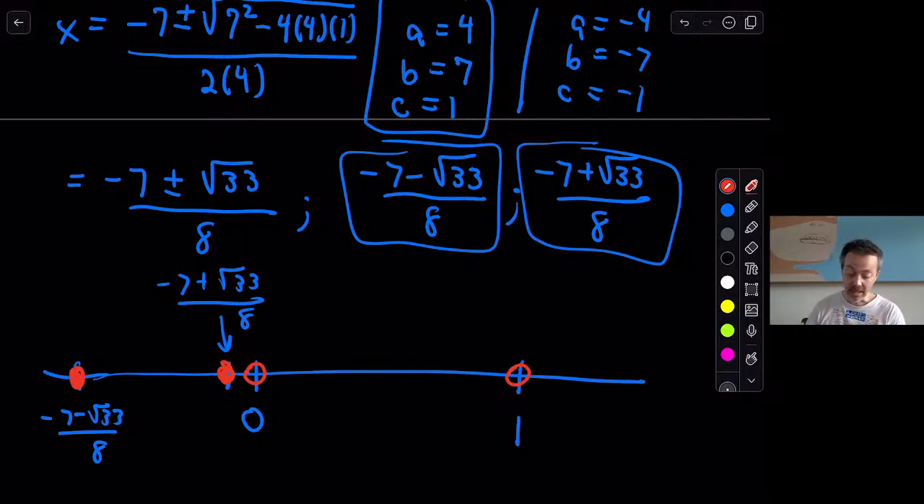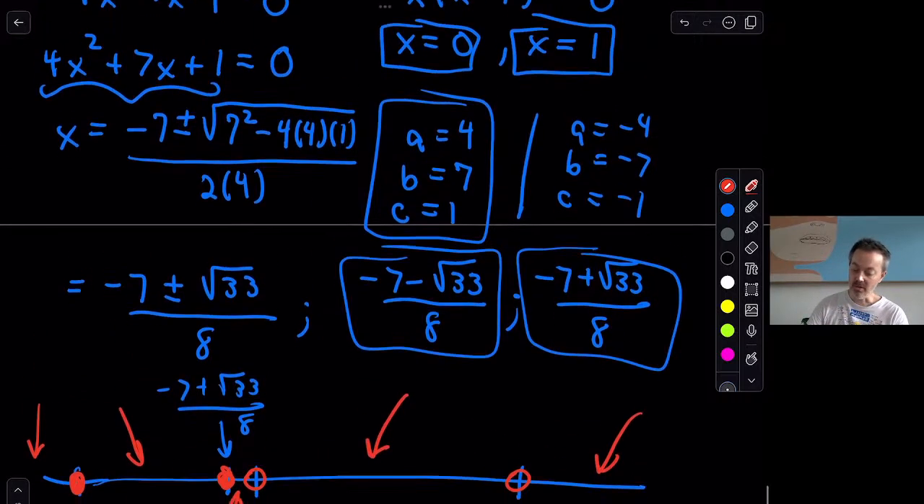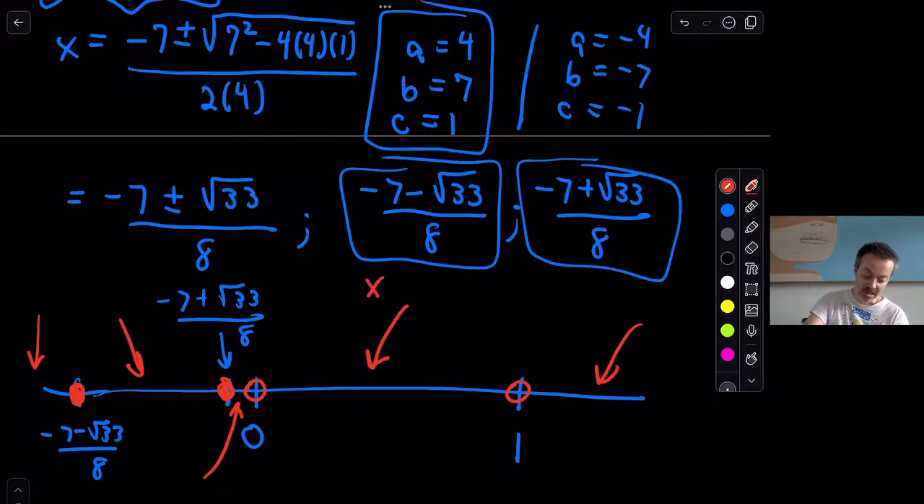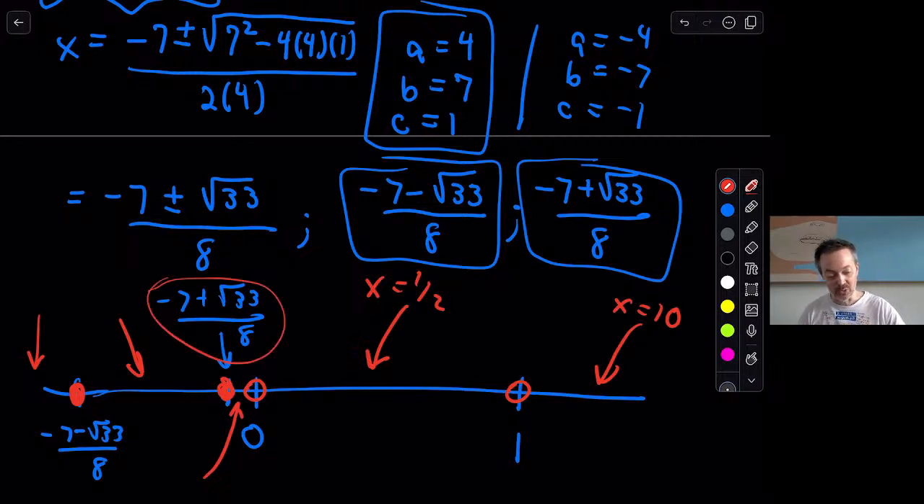Notice we've got 5 intervals now, right? 1, 2, 3, yeah. Because I found 4 points, you're always going to have one more. There's 1 interval, there's 2 intervals, there's 3 intervals, there's 4 intervals, there's 5 intervals. So again, you would have to take a test point. Maybe here you could use x equals 1/2. Here you could use x equals 10. And then figure out what other numbers you should use.